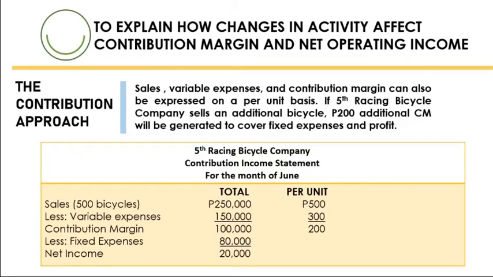Learning objective number 1 is to explain how changes in activity affect contribution margin and net operating income. Sales, variable expenses, and contribution margin can also be expressed on a per unit basis. If Fifth Racing sells an additional bicycle, 200 pesos additional contribution margin will be generated to cover fixed expenses and profit.